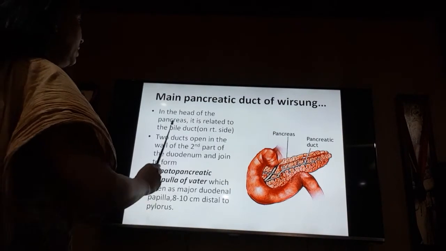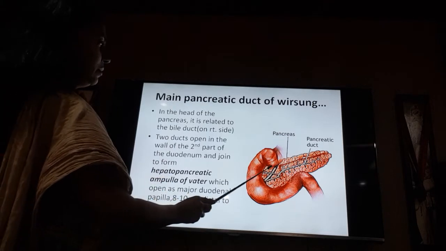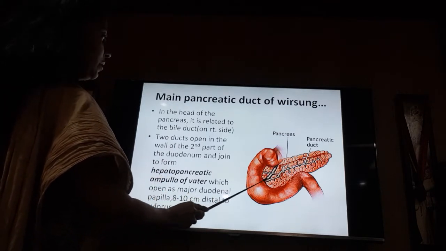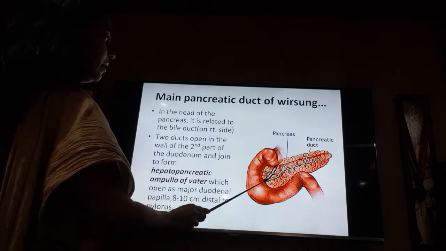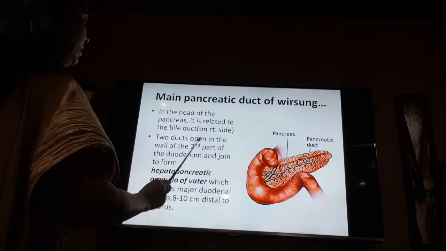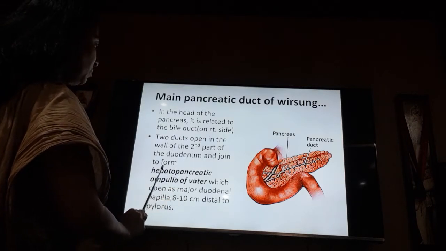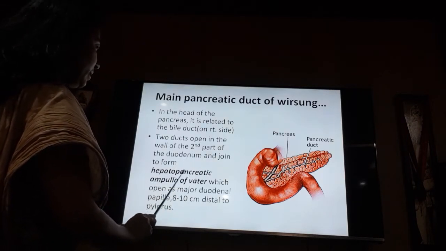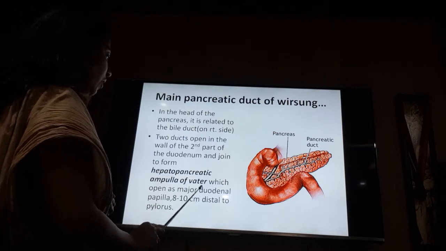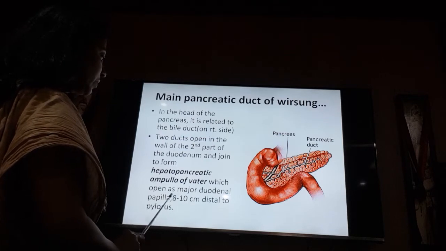Now, in the head of pancreas, it is related to the bile duct. This is the bile duct, isn't it? So this is the head of pancreas. Here it is related to the bile duct. The two ducts open in the wall of second part of duodenum and join to form hepatopancreatic ampulla of Vater or major duodenal papilla. And what is its location?